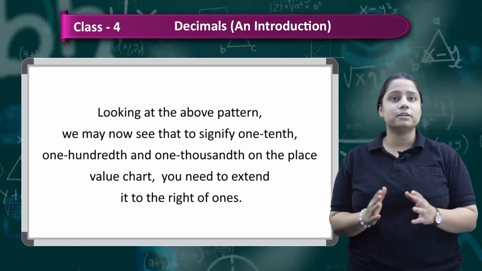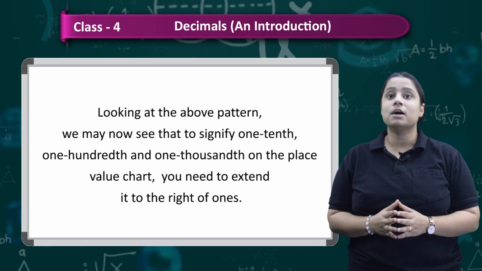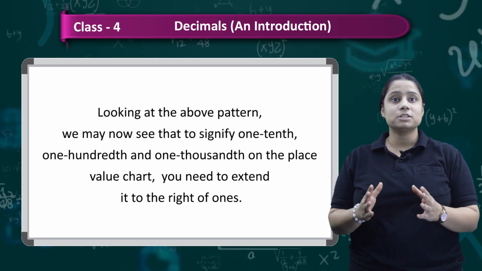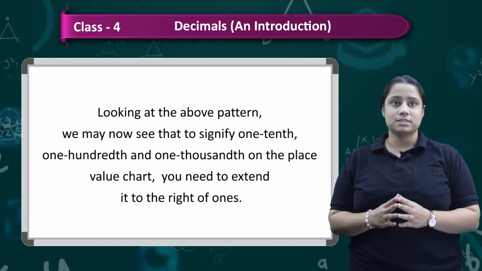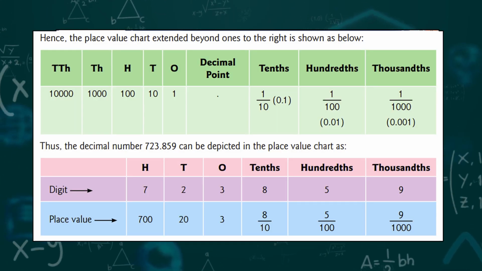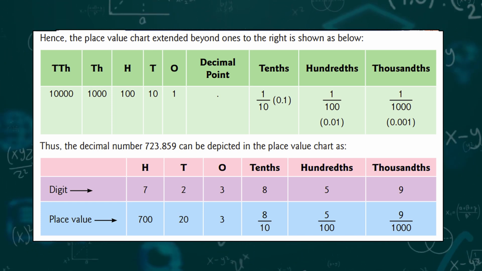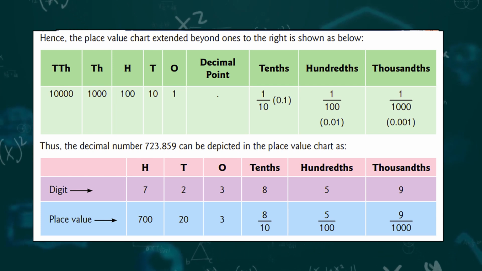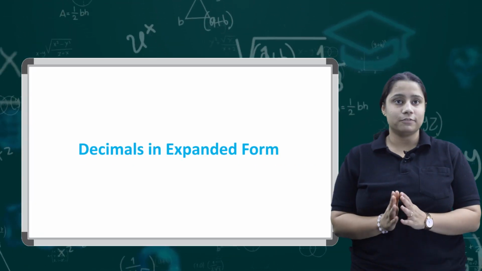Looking at the above pattern, we may now see that to signify 1/10, 1/100th, 1/1000th on the place value chart, you need to extend it to the right of ones. Hence, the place value chart extended beyond ones to the right is shown as below. Thus, the decimal number 723.859 can be depicted in the place value chart as decimals in expanded form.